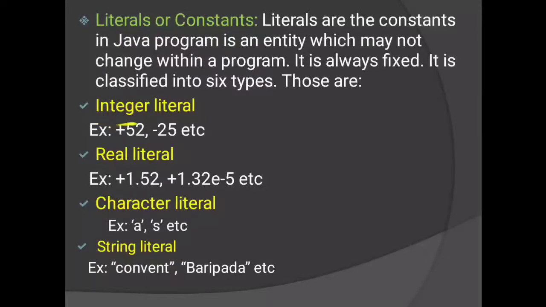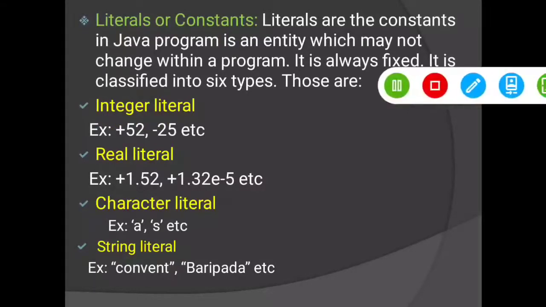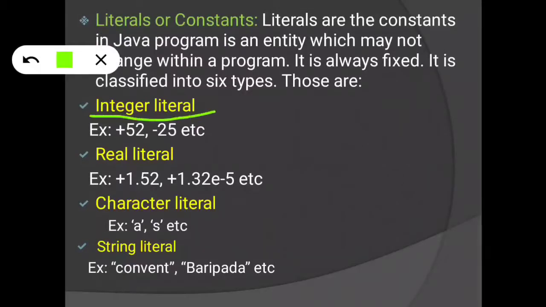First one is integer literal or integer constant. Integer means any whole number. With that we can use plus or minus sign. That is called integer literal or integer constant. For example, +52, -25, etc. Any whole number that we use in our Java program is called an integer constant.